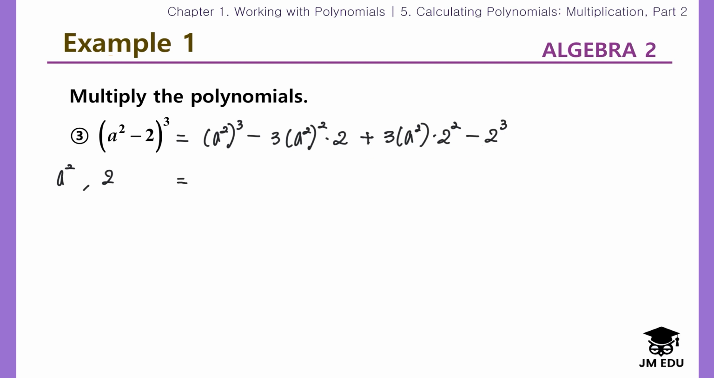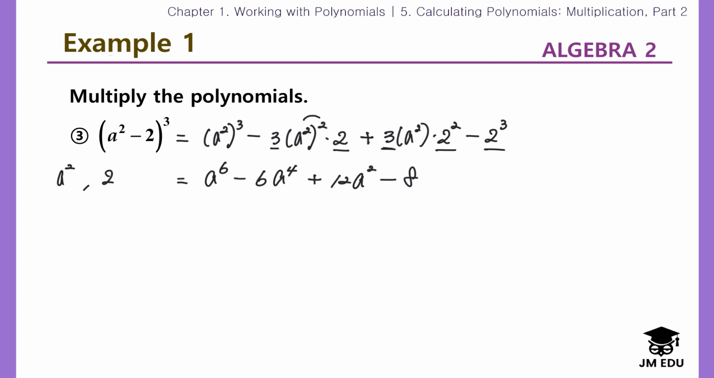So that is equal to a to the power of 6, then 3 times 2 is 6, minus 6a to the power of 4, plus 3 times 4, that's 12a squared, minus 2 cubed, that's 8.